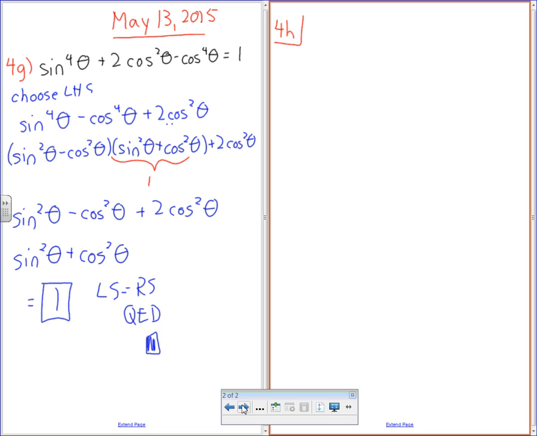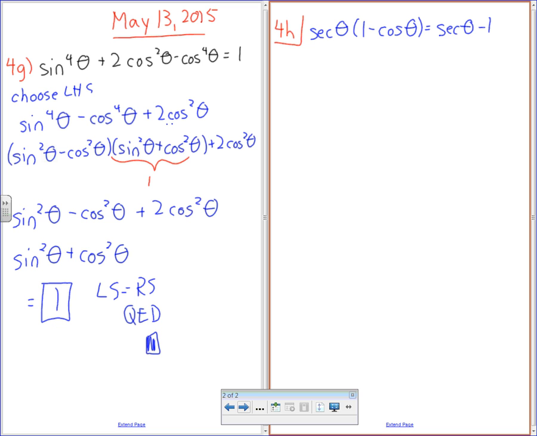4H. Here we go. Secant theta, I'll call it, times 1 minus cos theta equals secant theta minus 1. Now this is a lot easier than you think it is.